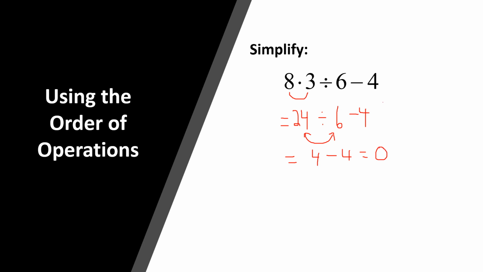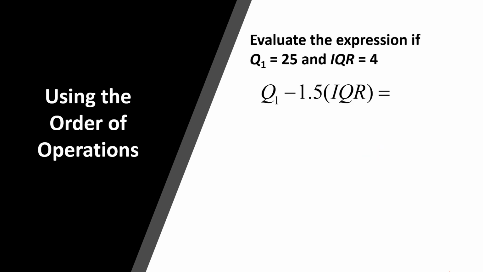Let's do another example. Evaluate the expression if Q1 equals 25. This is known as the first quartile. And IQR, the interquartile range, is 4. It's a measure of spread. We want to compute Q1 minus 1.5 times the IQR.